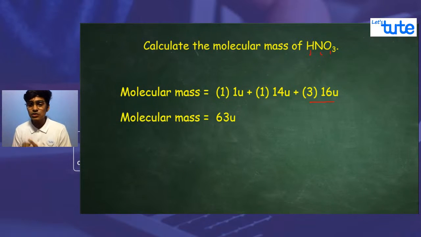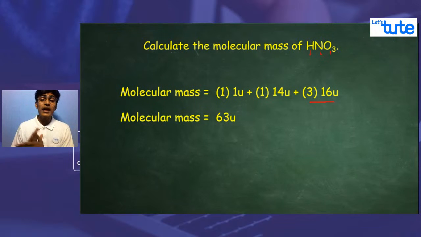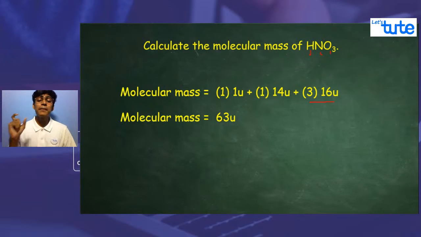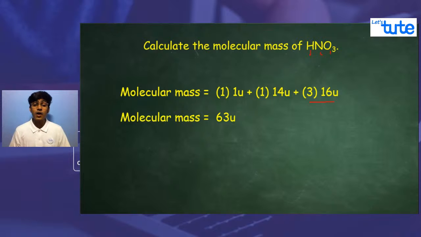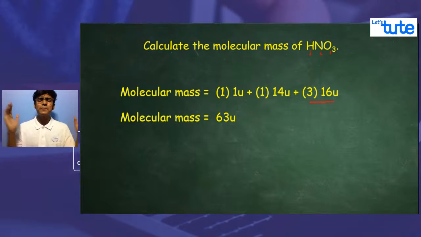Now what is 63 U? It is the mass of the molecule. It's the molecular mass of the particular molecule. So this is the way you're supposed to find the molecular mass. You simply add all the atomic masses.